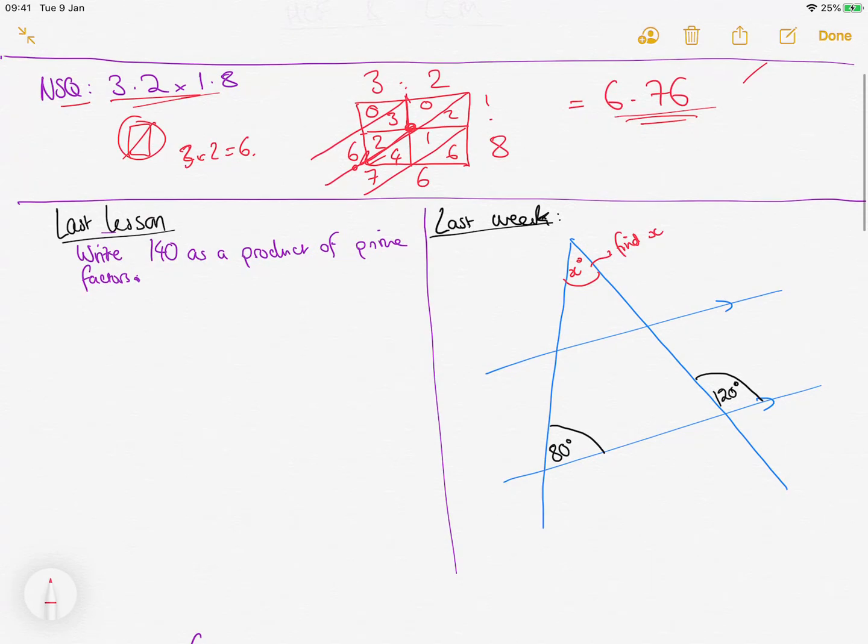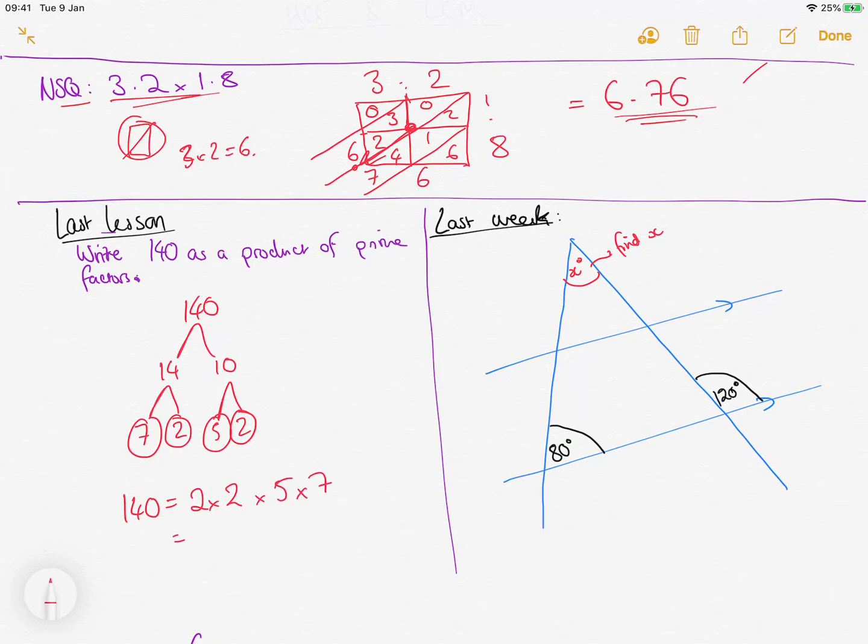Right, next up, last lesson, and you might not have done it the way that I do it, but you can do it any way you like, really, but I'm going to start with 14 and 10. Neither of those are prime, so I carry on. 7 and 2, which are both prime. 5 and 2, which are both prime. So my final answer is 140 equals 2 times 2 times 5 times 7. Or you could write that as 2 squared times 5 times 7.